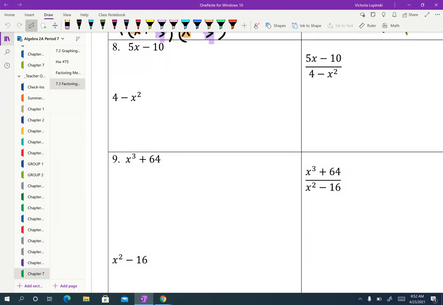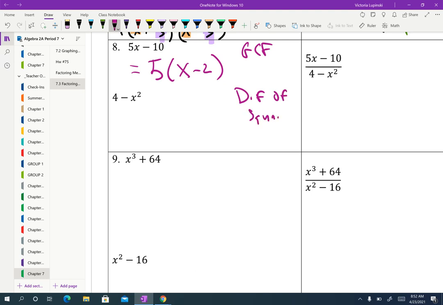All right, so our last two problems here, and in number 8, we actually kind of went back to simpler ones. So for the top, we're going to use the GCF strategy. So I'm going to factor out a 5, which leaves me with an x minus 2. And then in the second one, this is still the difference of squares. Normally we see the variable first, but I promise it works the same way no matter the order.